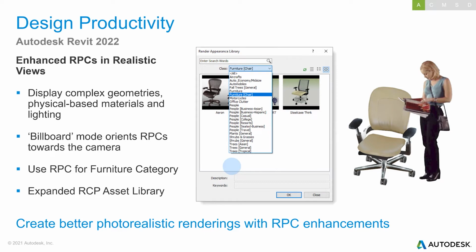There's a new billboard mode, which generally refers to keeping what would be considered the front of the object always pointed towards the camera. So as the camera moves around, the object is essentially rotating with the camera. And we've also now seen the RPCs expanded out into the furniture category. So beyond the more common vehicle or entourage, being people and plants, we can now use them with furniture categories.